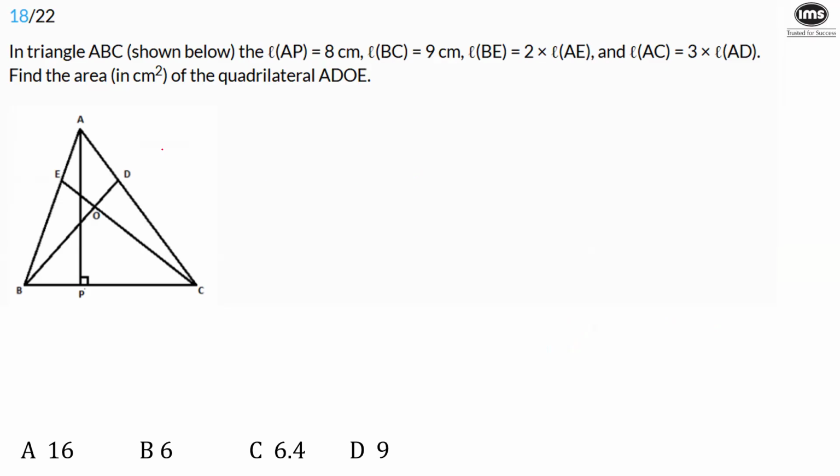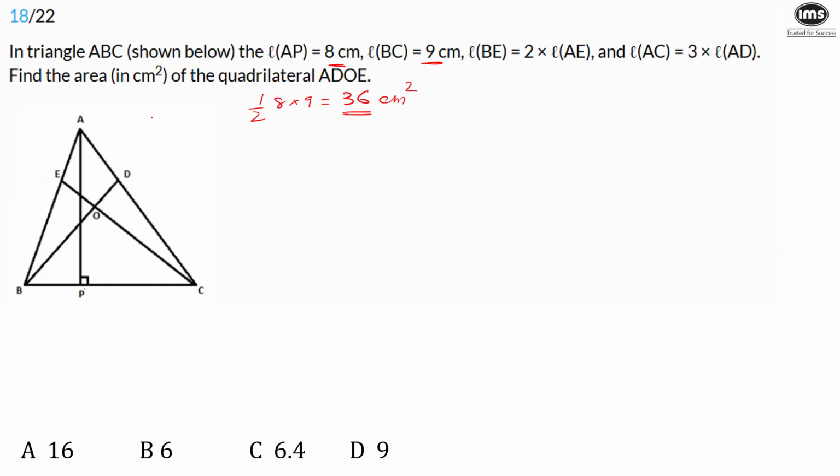So we are told here, first thing of course, the height of the triangle is 8, whereas the base is 9. So we can quickly calculate the area of the triangle as half base height, half 8, 9, which is 36. The area of the whole triangle is 36 square units, and of course it is given as centimeters. So 36 centimeters square is the area of the whole triangle.